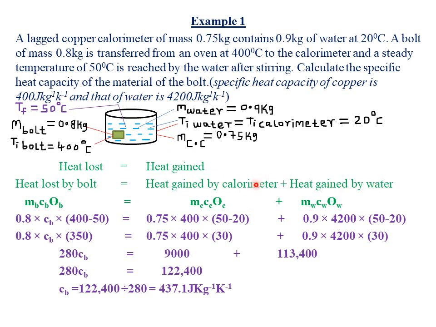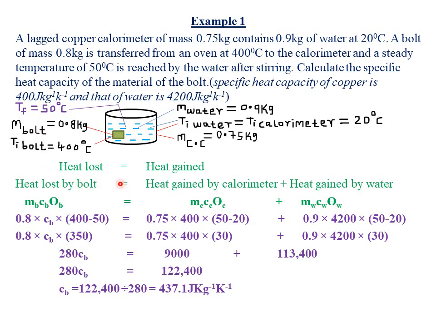Remember, the calorimeter and the water are gaining heat because the initial temperature was 20 degrees Celsius. If you look at the final temperature, it is 50 degrees Celsius. That is the final temperature of the mixture. So the water and the calorimeter gained heat from 20 degrees Celsius up to 50 degrees Celsius. We are saying that the copper calorimeter and the water gained heat because their initial temperature is smaller than the final temperature. Conversely, the bolt lost heat because its initial temperature is larger than the final temperature of the mixture, which is 50 degrees Celsius.